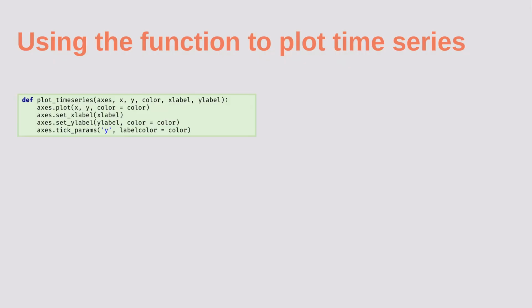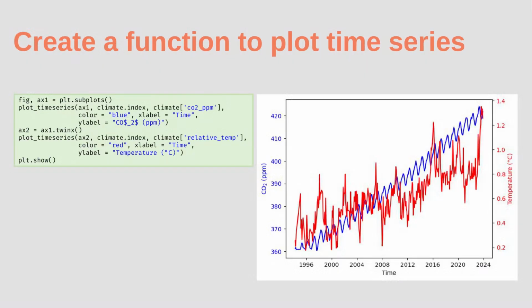Now let's see how the function works. We call this function, and as arguments we pass the first axis, ax1, and the CO2 data along with its corresponding blue color and ticks. We also call the function a second time with the relative temperature and its corresponding red color and ticks. Finally, when we call plt.show, we see that it plots the time series data without repeating any code.